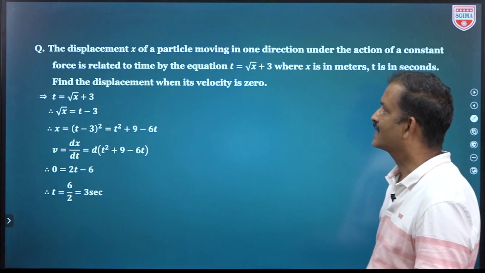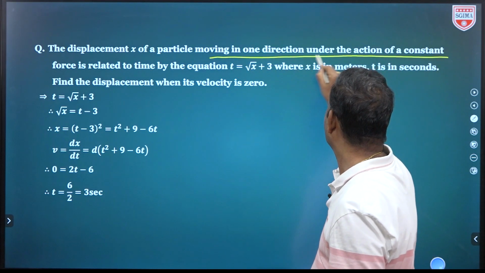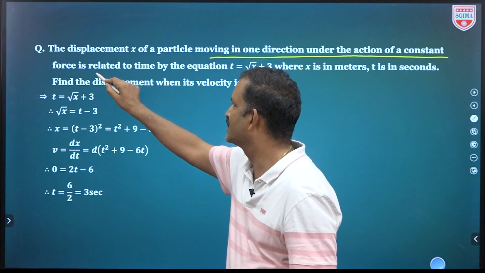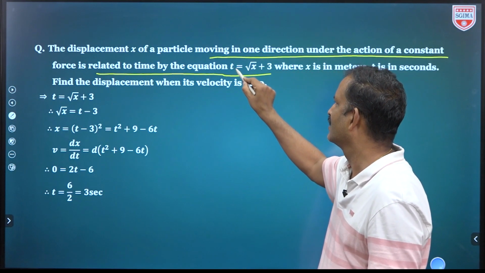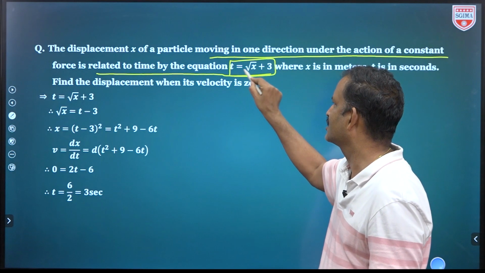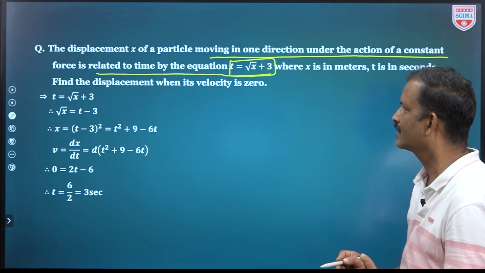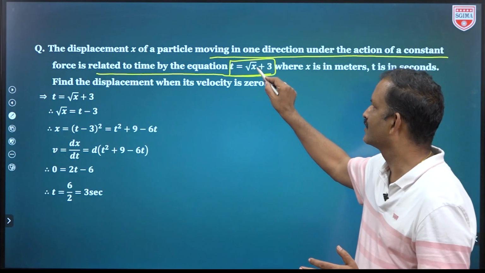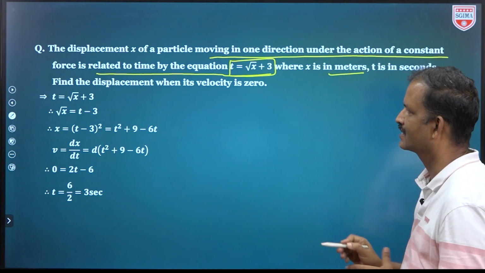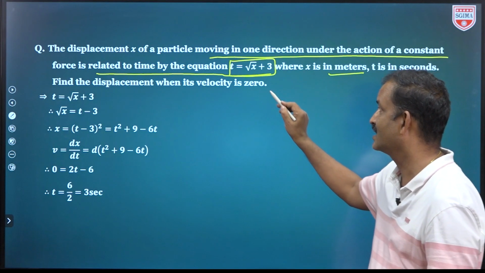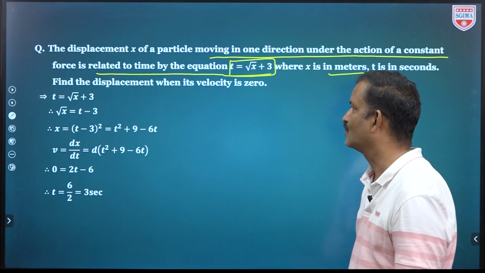The displacement x of a particle moving in one direction under the action of a constant force is related to time by an equation, whatever it may be. The displacement x and time t relation is given, where x is in meters and t is in seconds. Find the displacement when velocity is 0.